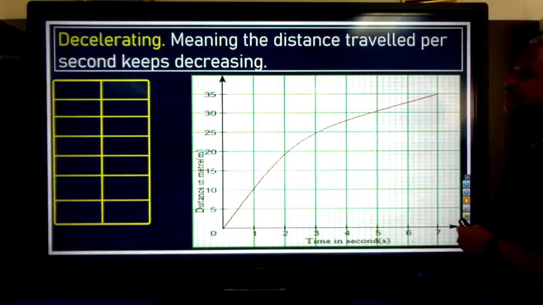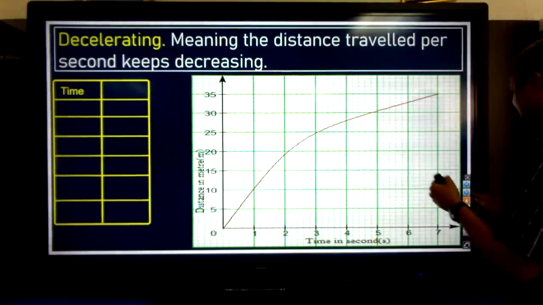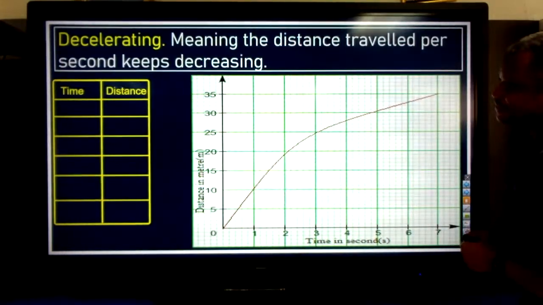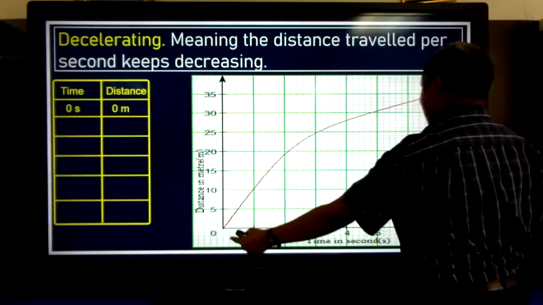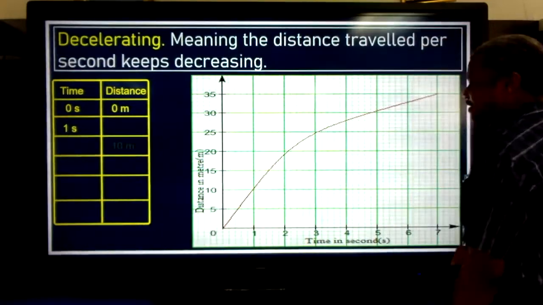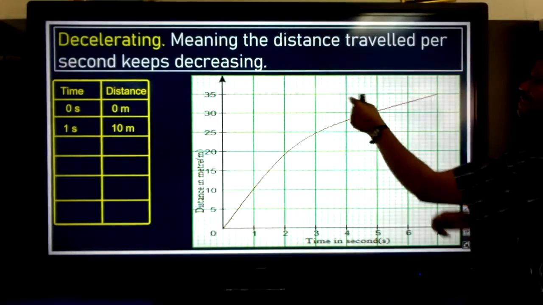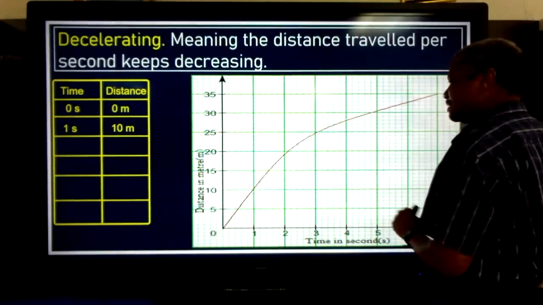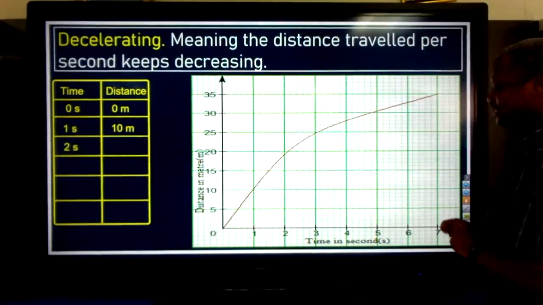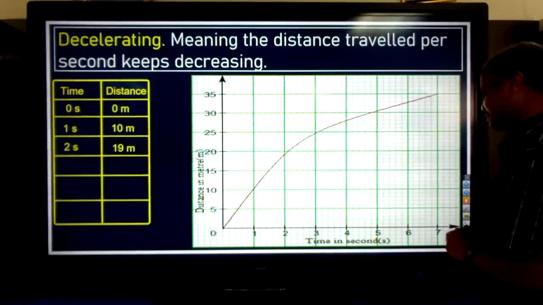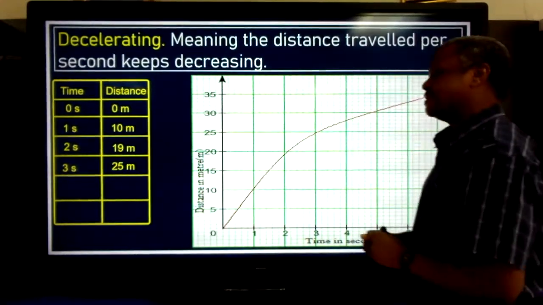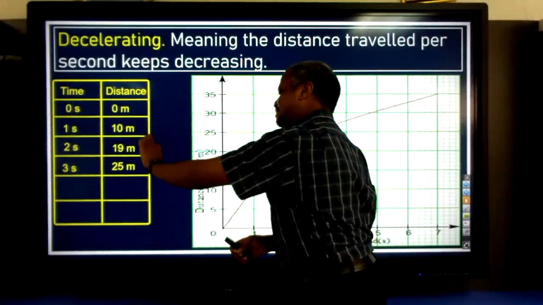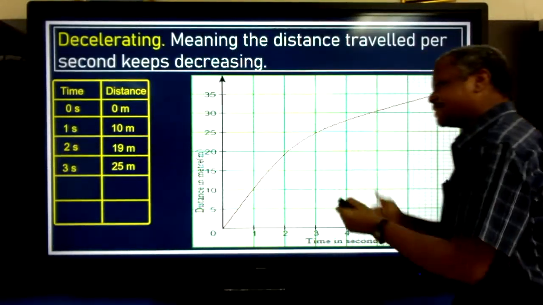How can you graph this kind of information? Again, similar, the graph is time and distance, at 0, 0 here at this point. Then again at 1 second, the distance traveled per second keeps on reducing. 1 second is at 10 meters. 2 seconds is at about 19 meters. 3 seconds, it's about 25 meters, sorry. You can see there's a decrease from one second to the other.